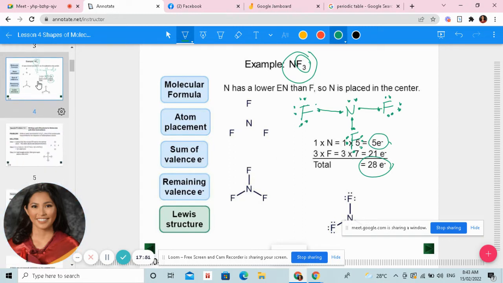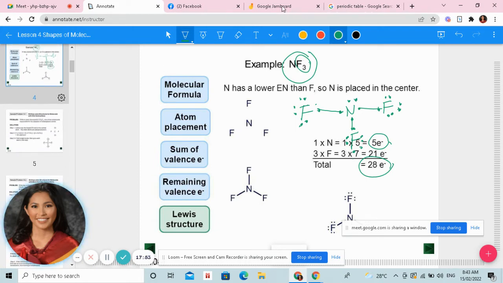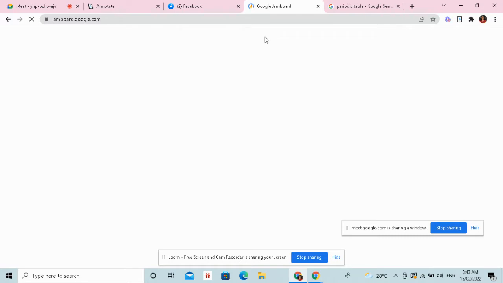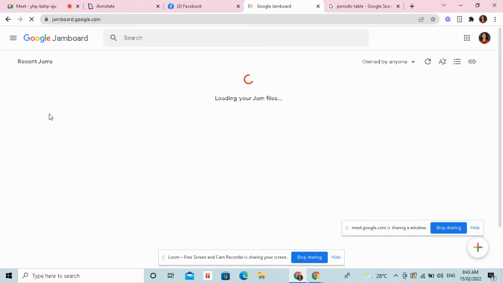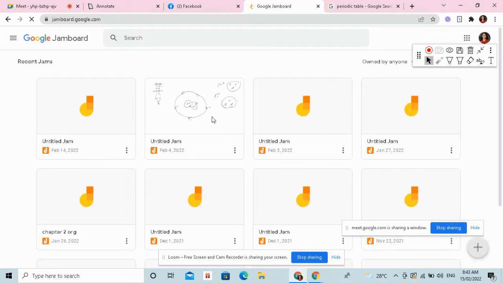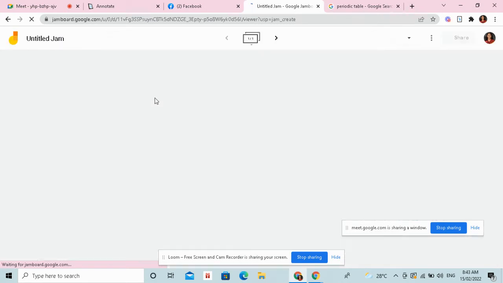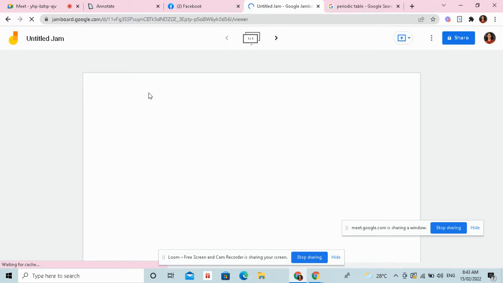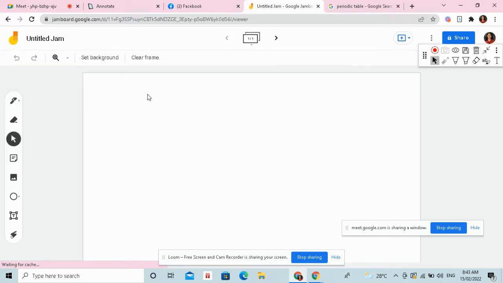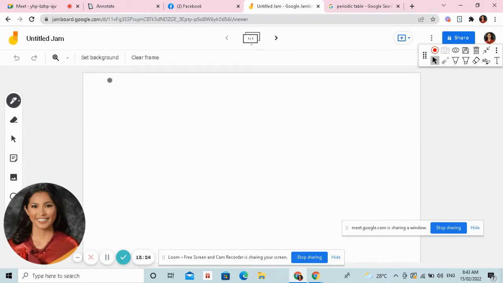Okay, so now write the Lewis structure of HCN.